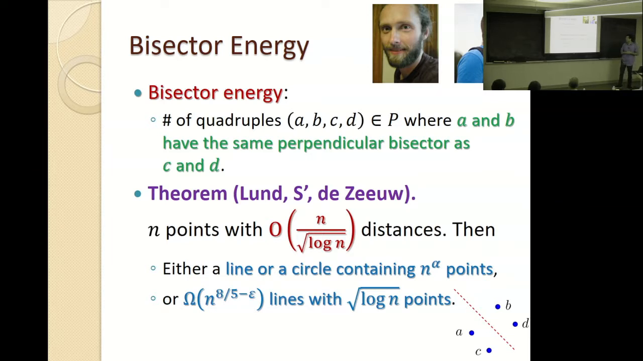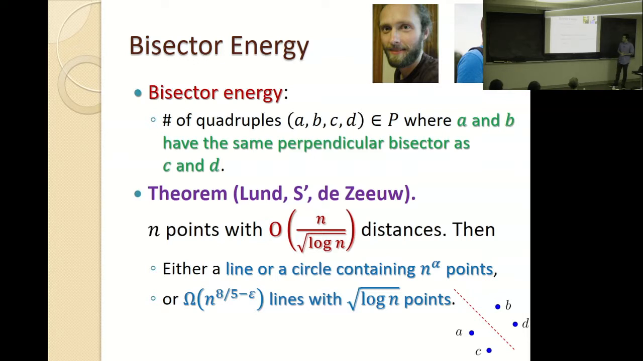How sensitive are you to the big O of n over root log n? Sorry, how sensitive am I to this? That's right. If I change that to something else... So it's pretty sensitive to this. If I'm saying just little o of n, for example, I think it would hurt the argument a lot. You'll get lines with a lot fewer points on them.